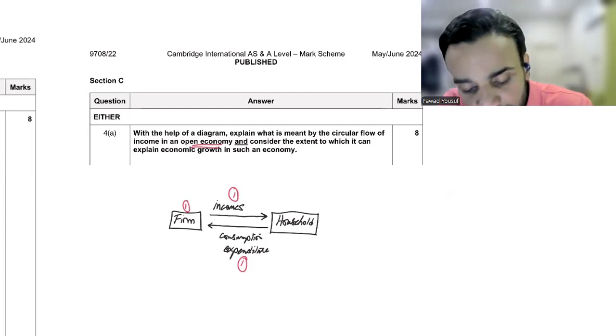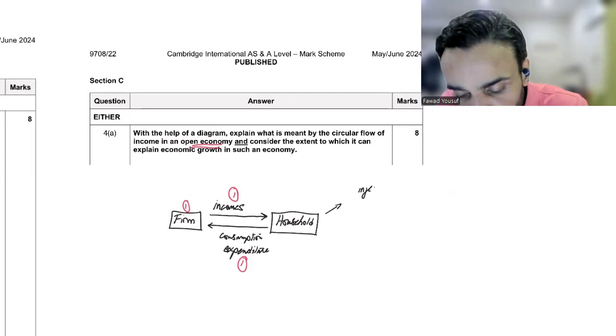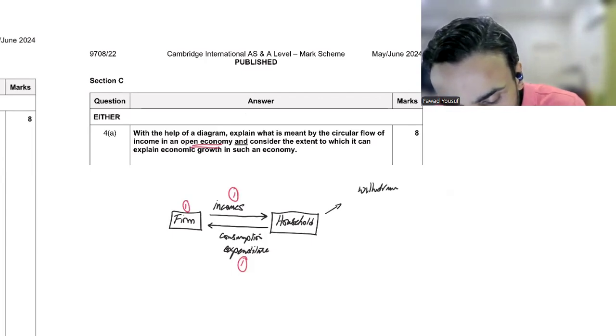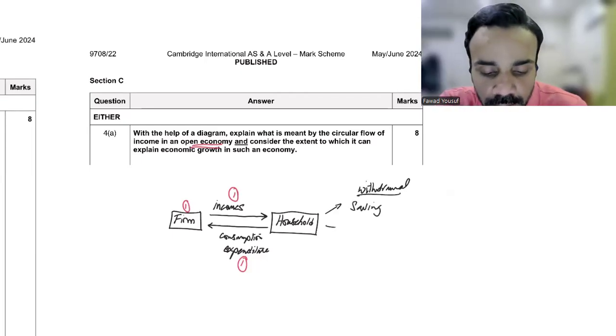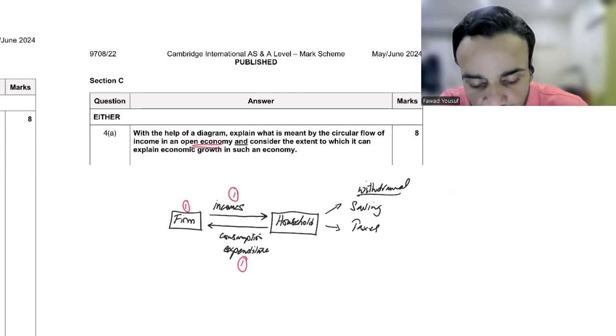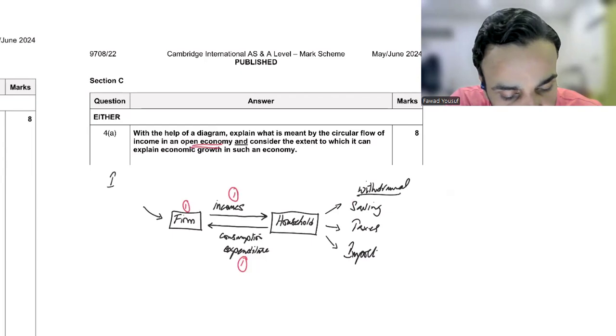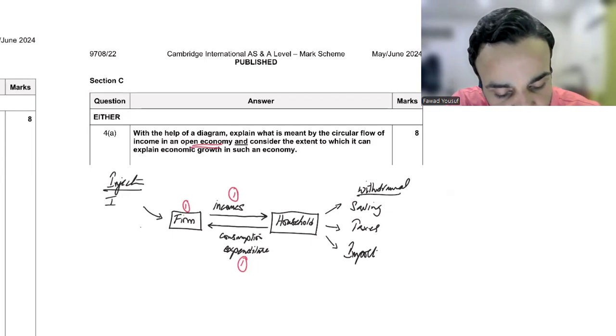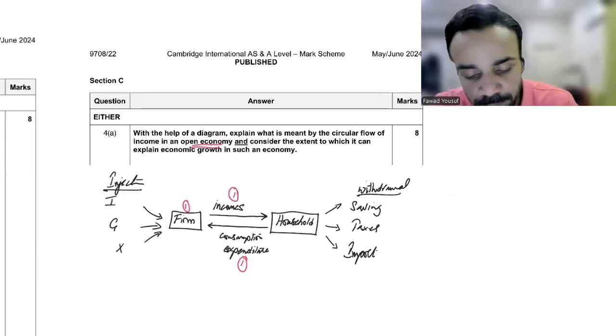So, my recommendation is always do the injections and the withdrawals. Okay? So, do mark the withdrawals in the diagram and show that savings is a withdrawal, taxes is a withdrawal, and imports is a withdrawal. Okay, and then within injections, investment is an injection, government spending is an injection, and exports.